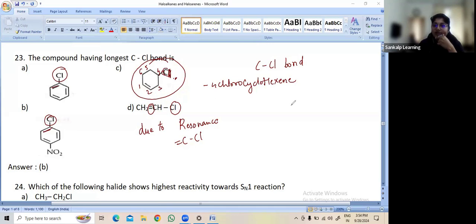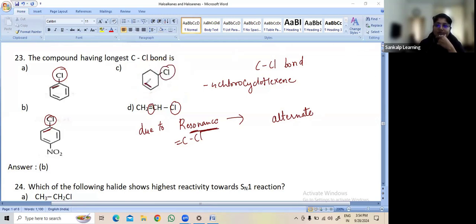What is resonance? Resonance takes place in a conjugated system, because there should be alternate double bonds present. Only then does resonance take place. But in this compound you can see there is no alternate double bond, and no double bond next to the Cl atom. The double bond is far away.